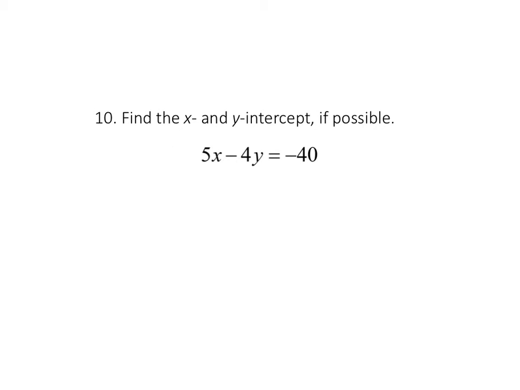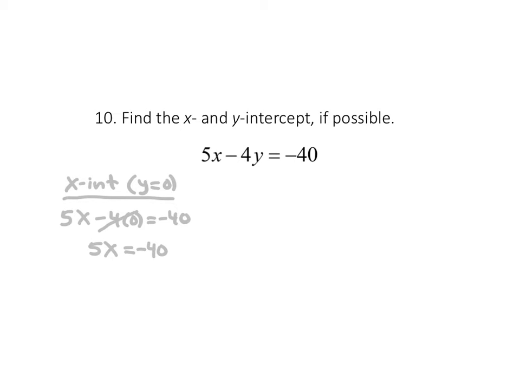To find an x-intercept, we need to determine what x is equal to when y is 0. Remember, always, whichever intercept you're looking for, let the other variable be 0. So if I put in 0 for y, 5x minus 4 times 0 equals negative 40. 4 times 0 is just 0. So that leaves me with 5x equals negative 40. Basically, I'm ignoring the y term completely. Divide both sides of this equation by 5, and we get x equals negative 8. As an ordered pair, x comma y, that's negative 8 comma 0.